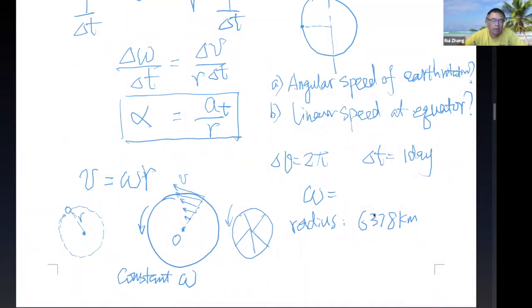This is 6,378 kilometers, and then from there you can calculate the linear speed. Well, certainly if you don't get the angular speed right, there's no point in getting the linear speed. So try to do this one first, okay? It shouldn't be that bad, right?